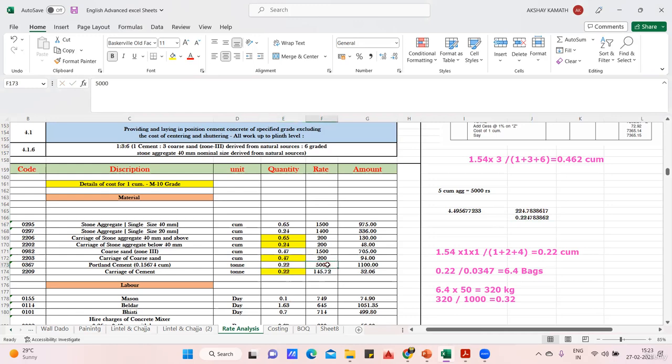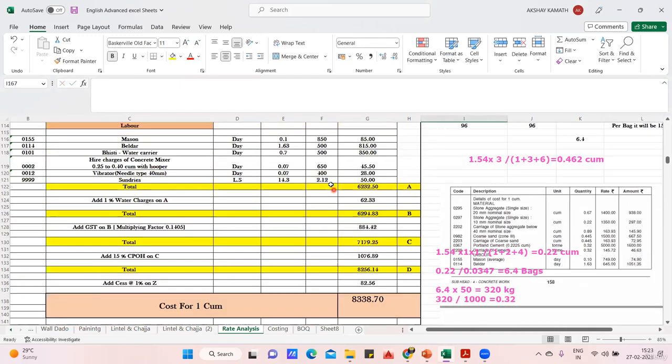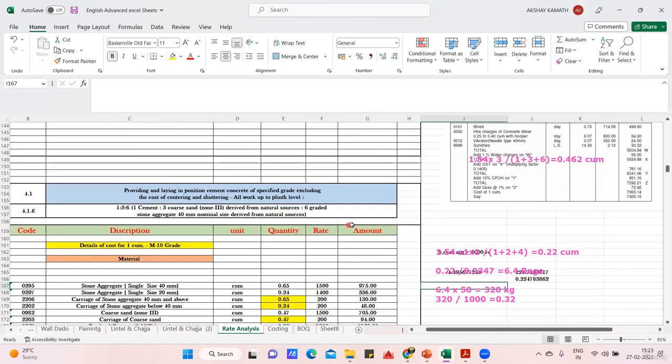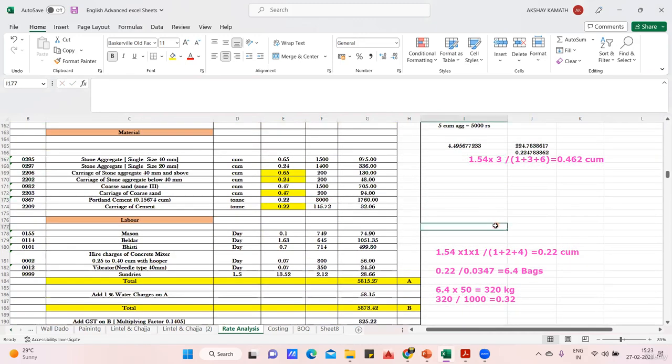And let us say in the market, as I told you previously, I'm getting my cement for 8,000 rupees per ton. I'll input 8,000 because here also I had input 8,000. Where is that? Here, I had done 8,000. So I'm doing the same thing here. But again, you check what is happening in your place.